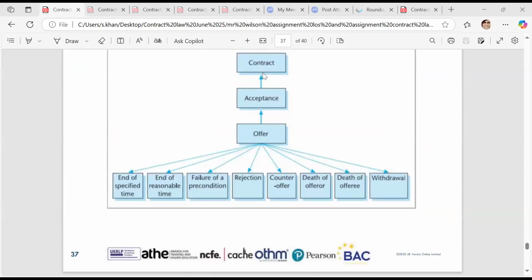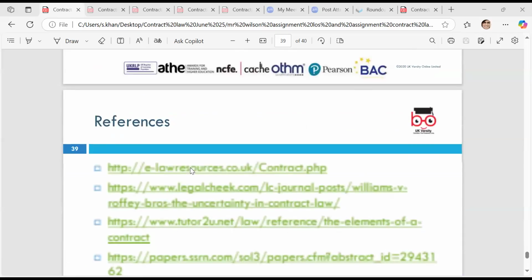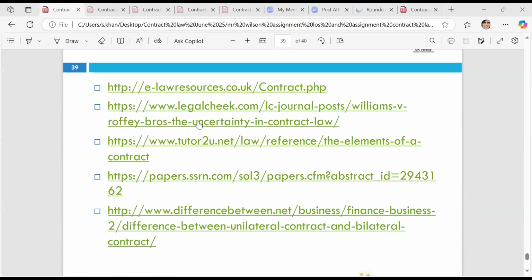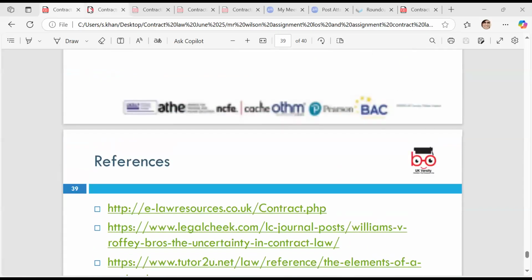So when you look at a contract, you've got acceptance, offer, end of specified term, end of reasonable time, failure of precondition, rejection, counter offer, death of the offeror or death of the offeree, and withdrawal. So this is just a quiz that you could use and look at in your own time on Kahoot. And these are the references used for learning outcome one that you could right click and go onto the references to use. Okay, so this is quickly learning outcome one.